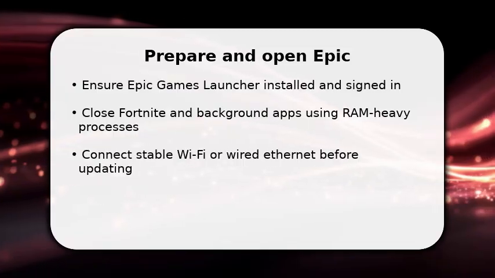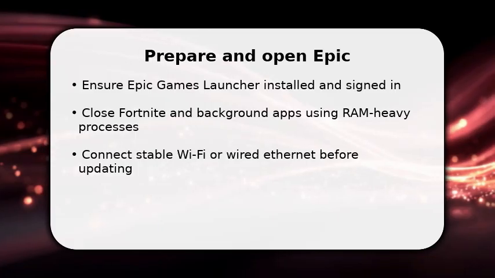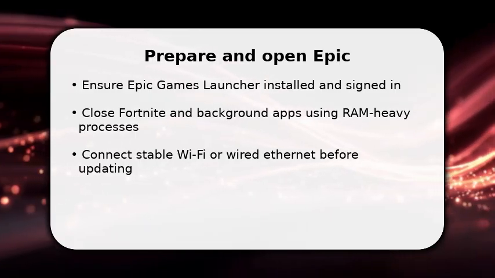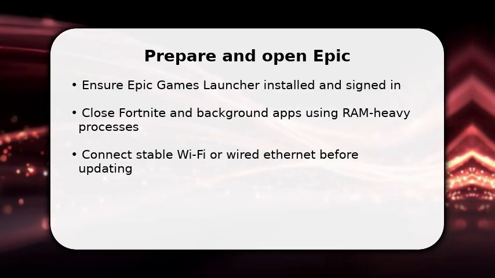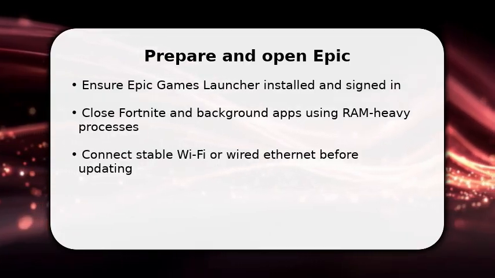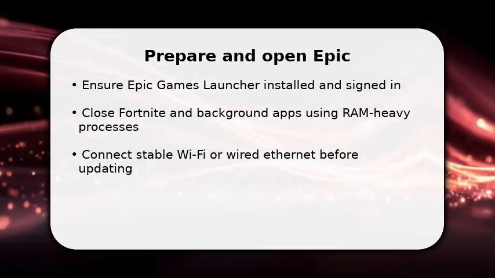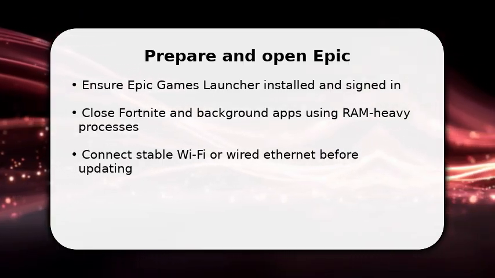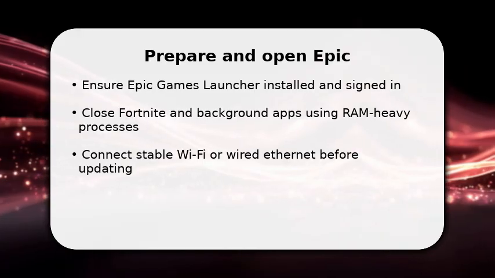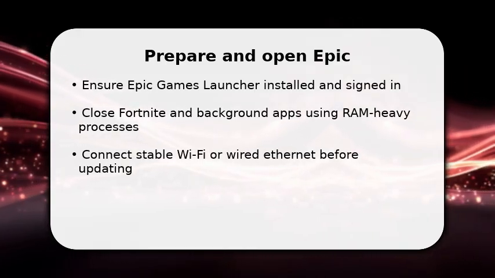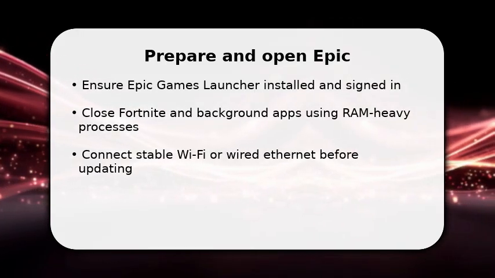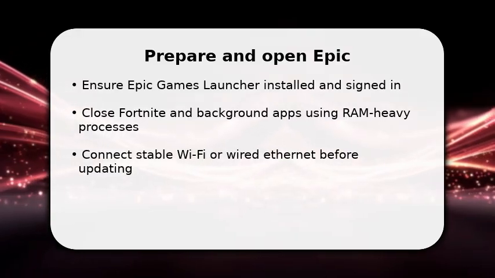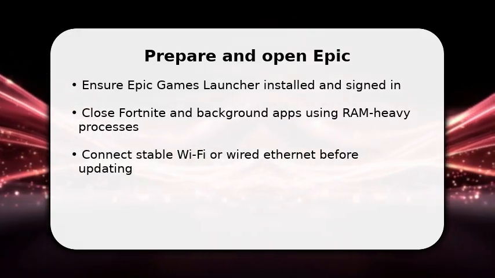You start by opening the Epic Games launcher and signing in. This is where updates are managed. Make sure Fortnite is fully closed, check Task Manager, and end any background processes using lots of RAM. Connect to stable Wi-Fi or plug in Ethernet so the download won't stall. Unstable networks cause file corruption. Once done, navigate to your library and locate Fortnite so you can begin the update process without delays.